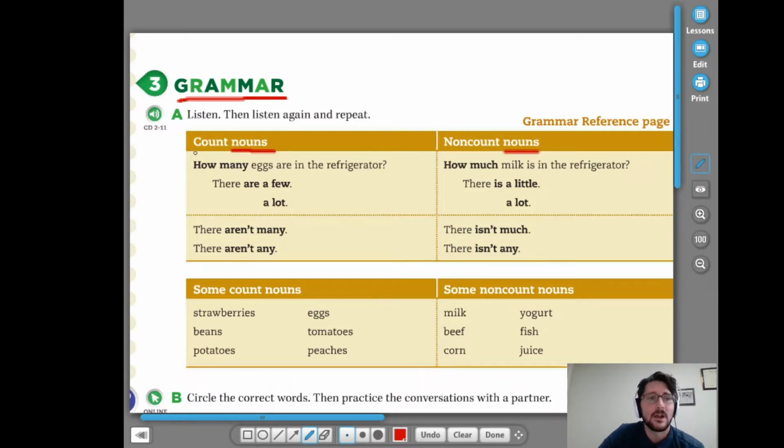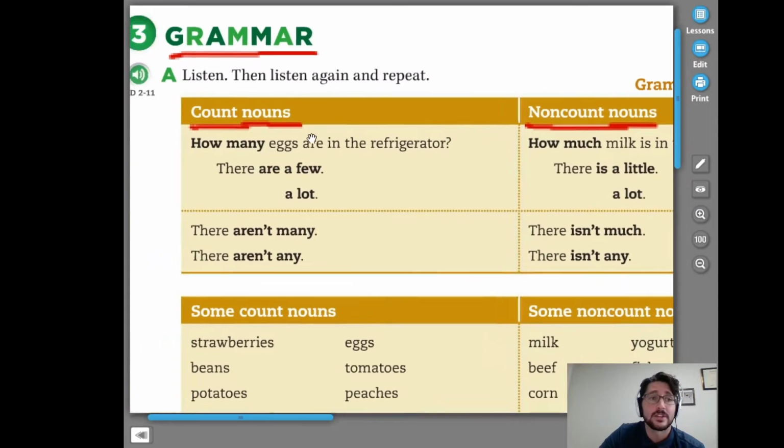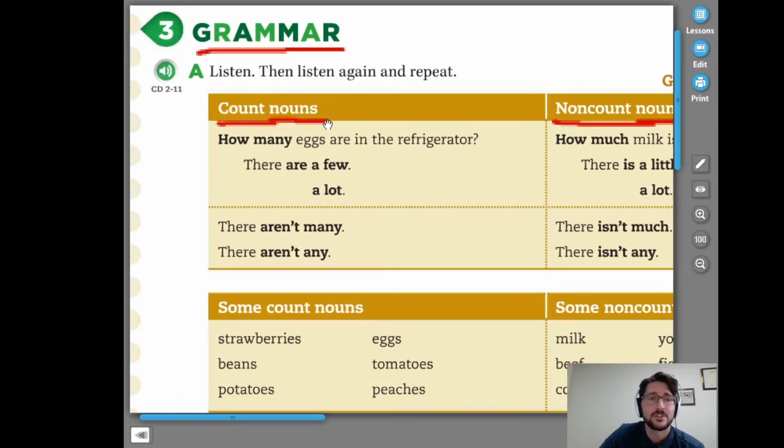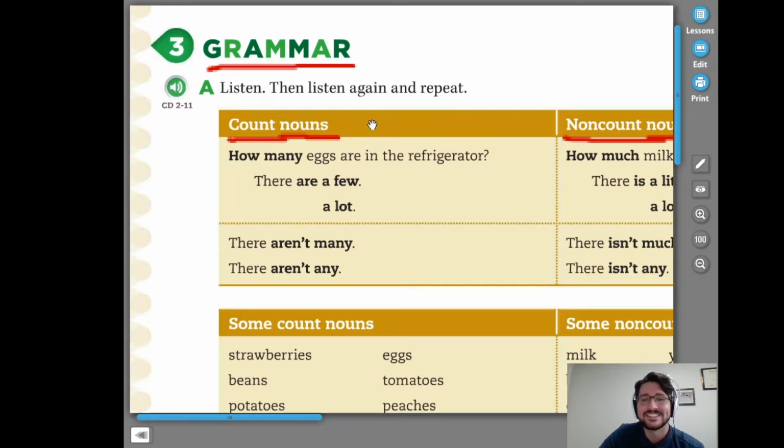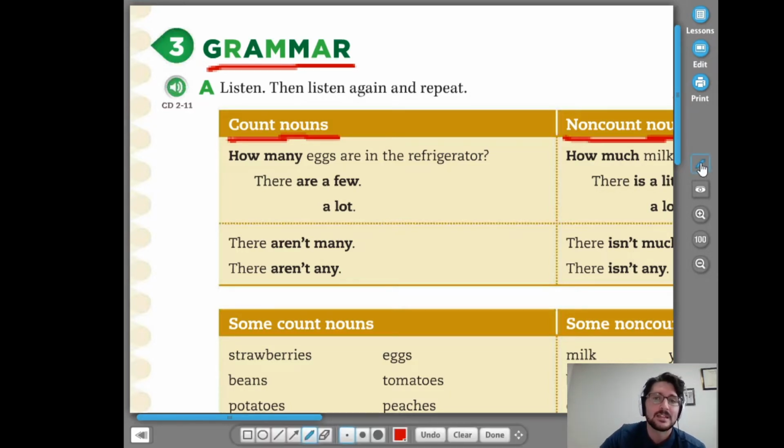First are count nouns and non-count nouns. Let's look at the count nouns. count nouns부터 연습해 볼게요. count nouns는 are 셀 수 있는 명사. Right, so we can say 1, 2, 3, 4, right? 셀 수 있는 명사. And let's look at the first question.